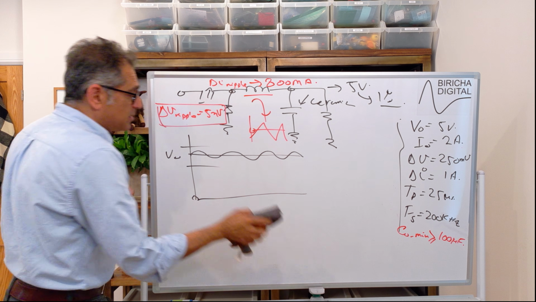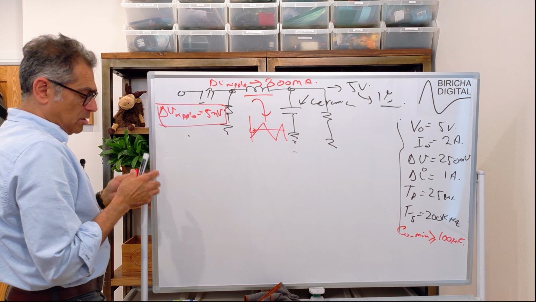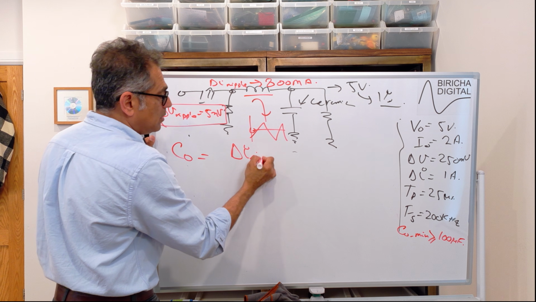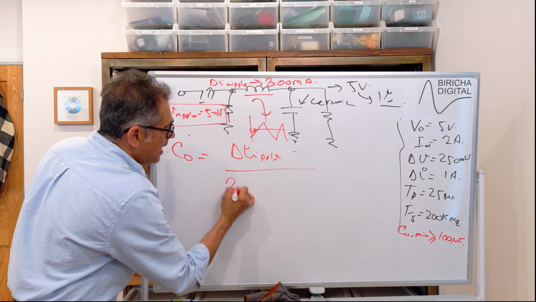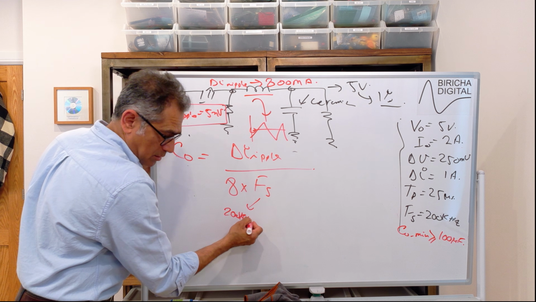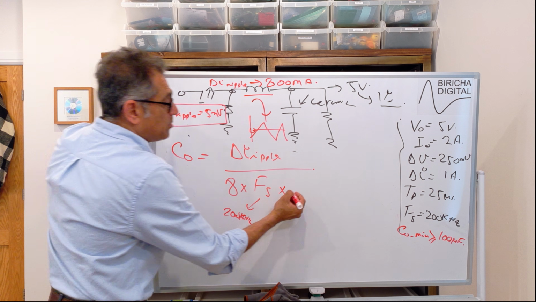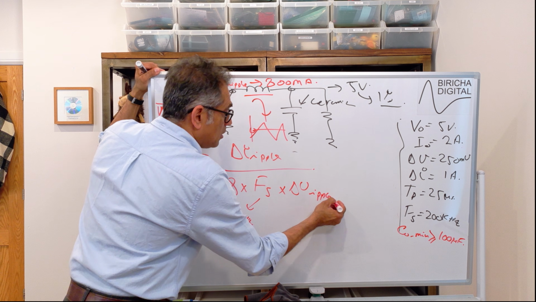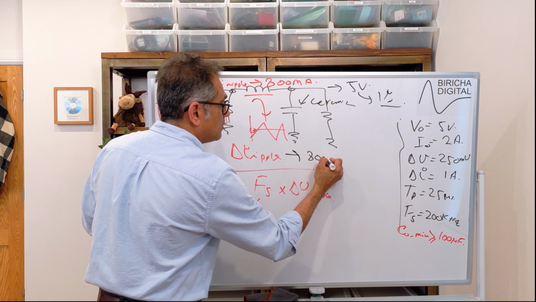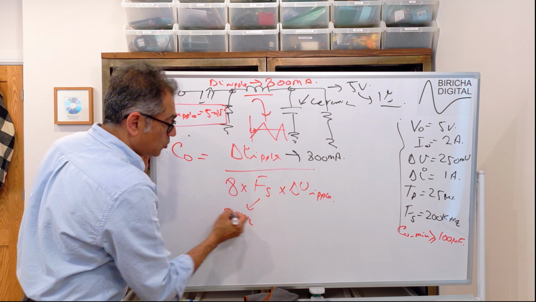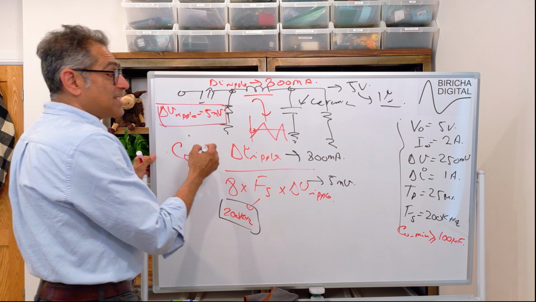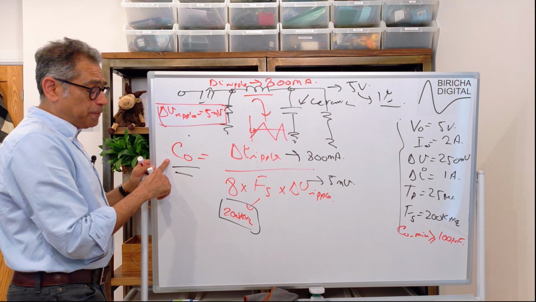Then for a buck converter, the equation is C out is equal to delta I ripple divided by 8 times the switching frequency, we had it at 200 kilohertz, times the total permissible ripple, which in my case is delta V ripple. So this was 800 milliamps, 8, switching frequency was 200 kilohertz, and this is 5 millivolts. And you calculate, therefore, the new size of this value.